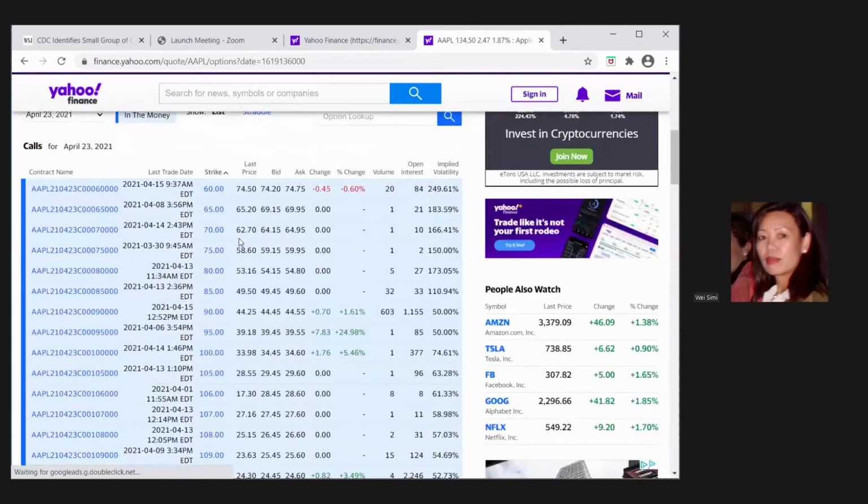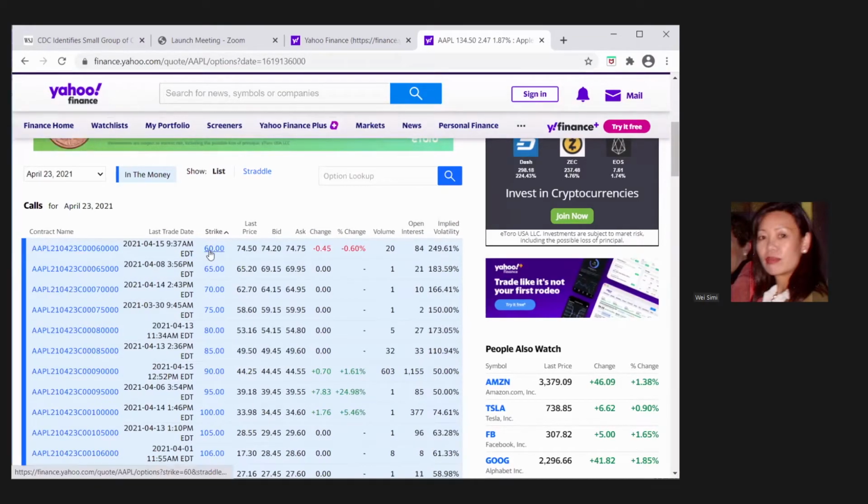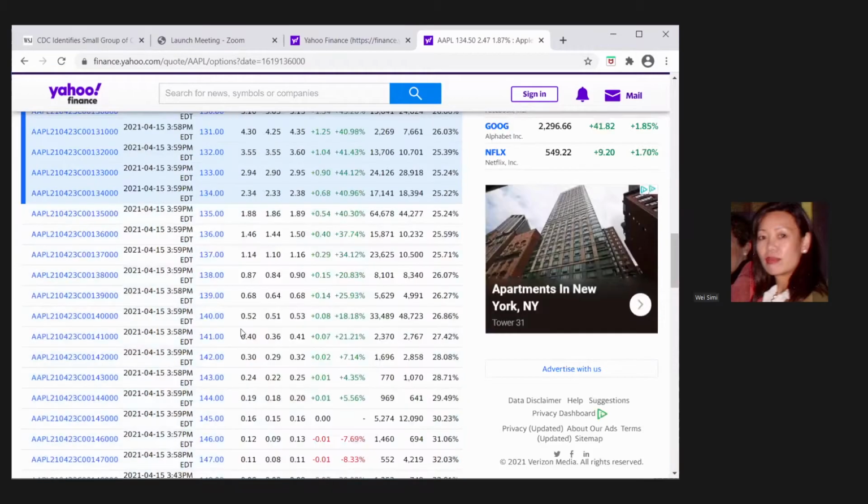So you see, this is in the money on the blue, and this is the price. This is deep in the money because this is a strike at $60, and right now it's trading at 130. That's the price it costs you if you get in today. But if you buy out of the money, look how cheap it is. So this is one day.